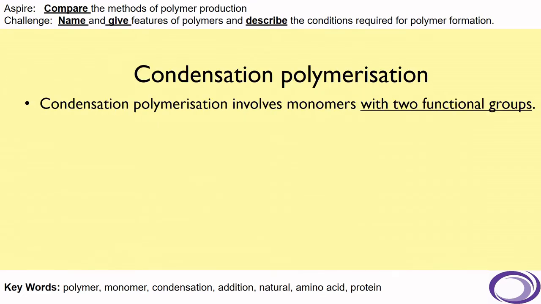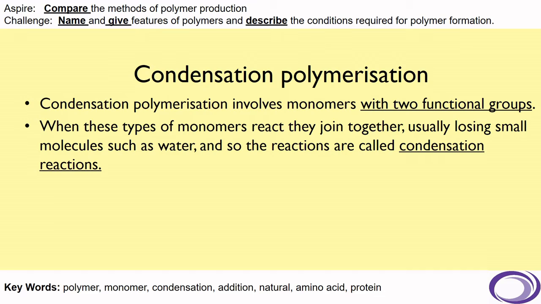So earlier where we just had an alkene with a double bond. What that means is, unlike the homologous series we looked at earlier, they will have the functional group on either side of their molecule. So on either side of the carbon chain there will be a functional group. When those types of monomers react, they actually lose small molecules alongside that process. So quite often it's water, so then those reactions will be called condensation reactions because they are losing water as a byproduct.